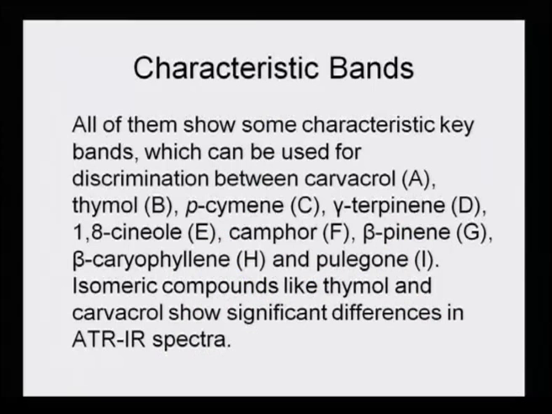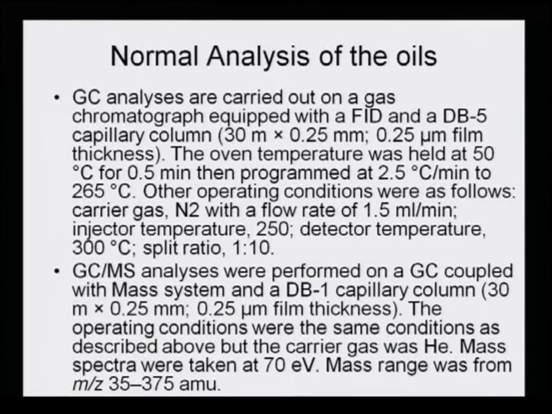All of them show some characteristic key bands which can be used for discrimination between the carvacrol, thymol, thymine, terpinene, 1,8-cineol, camphor and beta pinene. Isomeric compounds like thymol and carvacrol show significant differences in their ATR spectra. So, because they show characteristic different bands, they are able to be identified. Otherwise, if they were showing similar bands, it would not have been possible to identify these different compounds in the flavor and aroma compounds.